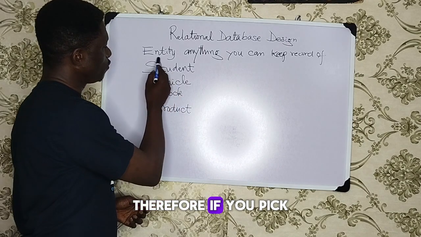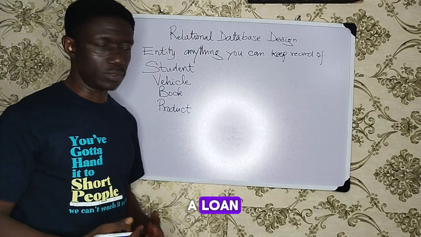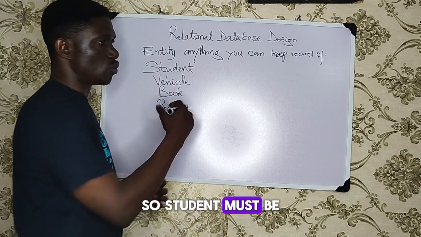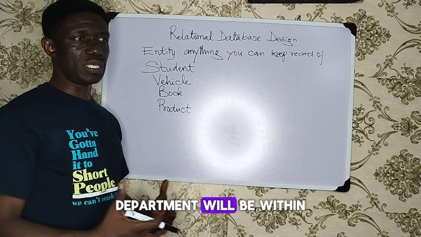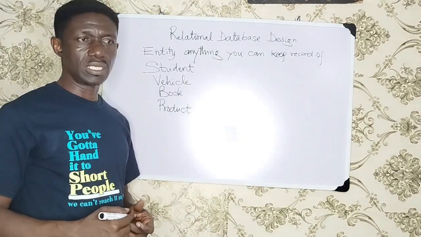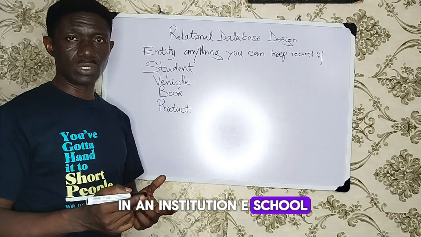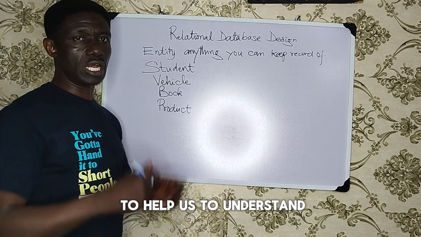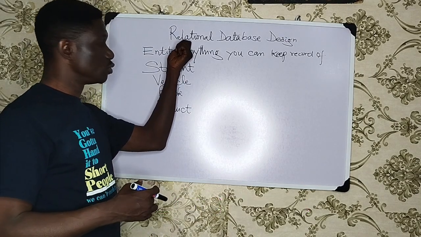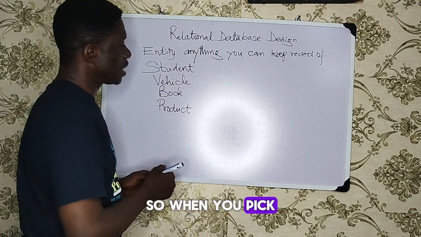Therefore, if you pick a student, student does not exist alone. So student must be in a department. Department will be within a faculty. A faculty will be in an institution, a school. So if we begin to look at them like that, it's going to help us to understand, to structure our data properly.